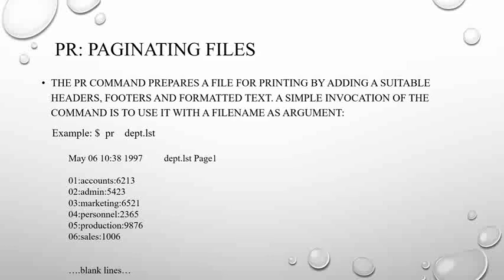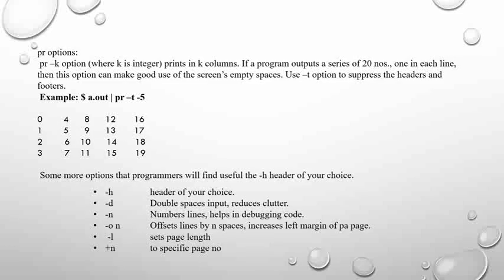As you can see on the screen, here the PR command is used with the -k option, where k is an integer, and it prints in k columns. If a program outputs a series of 20 numbers, one in each line, then this option can make good use of the screen's empty space. Use the -t option to suppress the header and the footers.